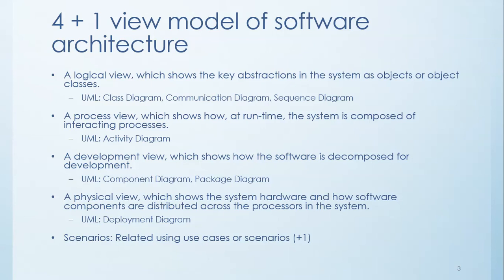Process views show how at runtime the system is composed of interacting processes. So a good example of that is the activity diagram from UML. Things like message sequence charts or event traces also show good ideas of process views. The next view is the development view, which shows how the software is decomposed for development.